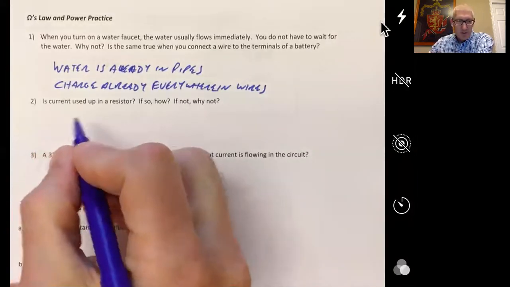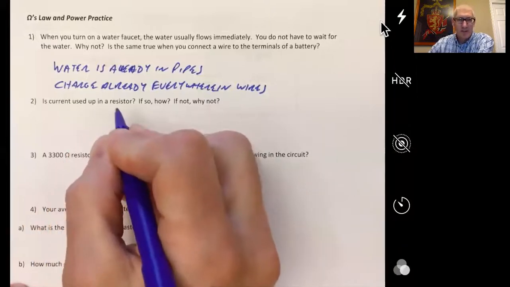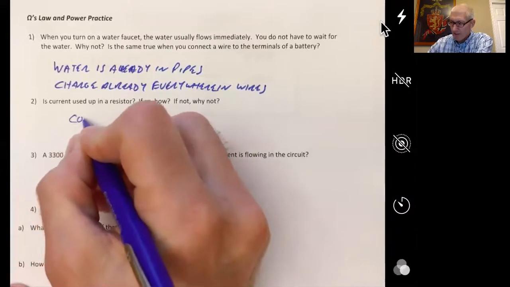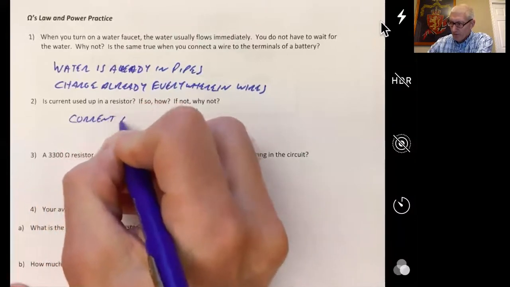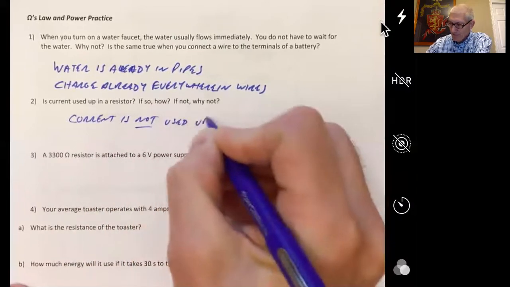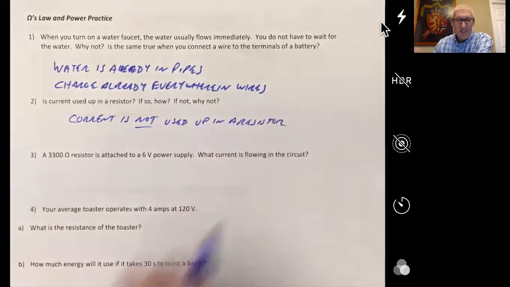Number two, is current used up in a resistor? Well, we've done a couple of labs where we've measured current in different spots, and the current was always the same. So I would say that no, current is not used up in a resistor, because if it was used up, then we would see different values of current in different parts of the circuit, but we don't. We see the same current no matter what.